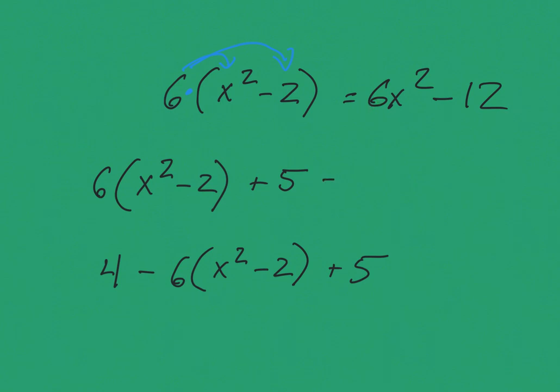Moving into the next one, you see that starts with the same part, so 6x squared minus 12, then we have plus 5. Now we do have common terms, so we have 6x squared minus 7.